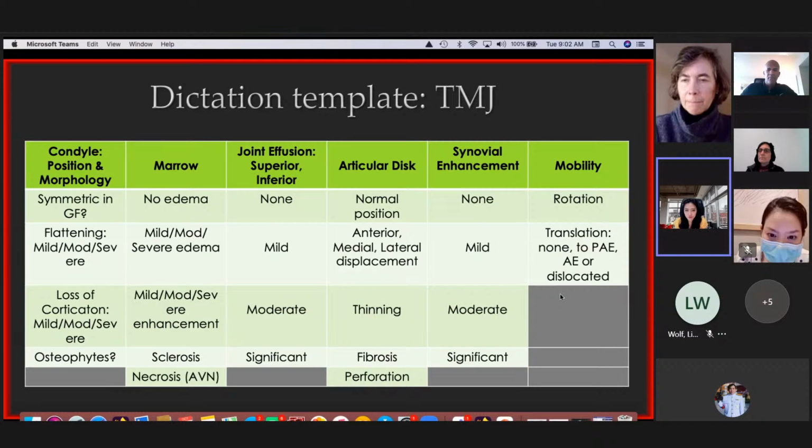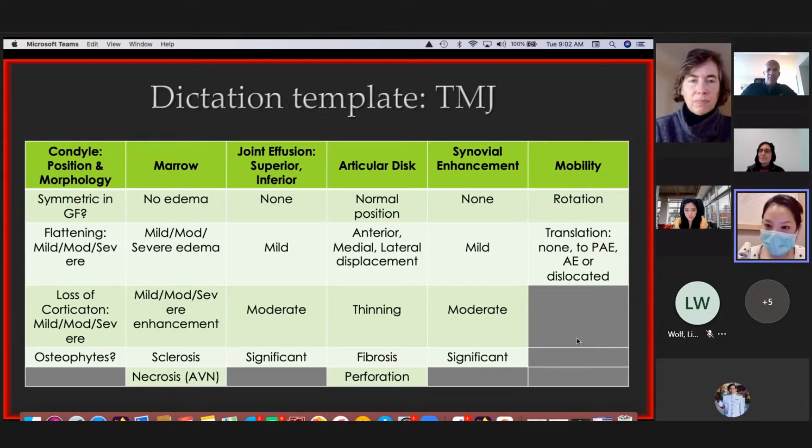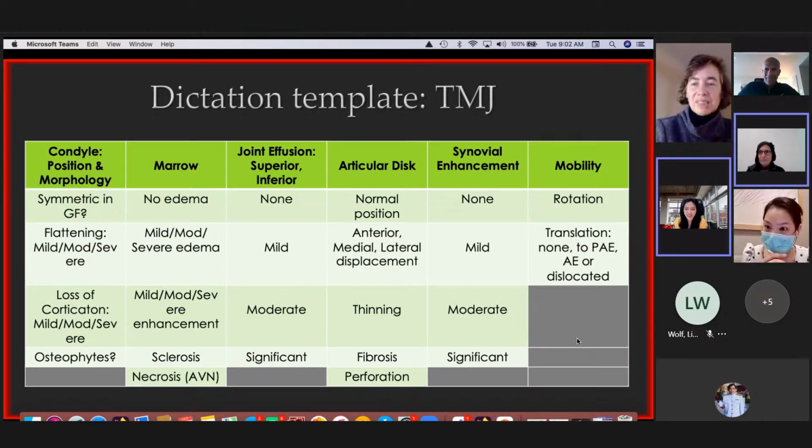I cannot hear you, Namphon. You are muted. Yes, it's very useful to check before interpreting and communicating with the physician. Thank you so much. Can you hear me? Yes, we can hear you.